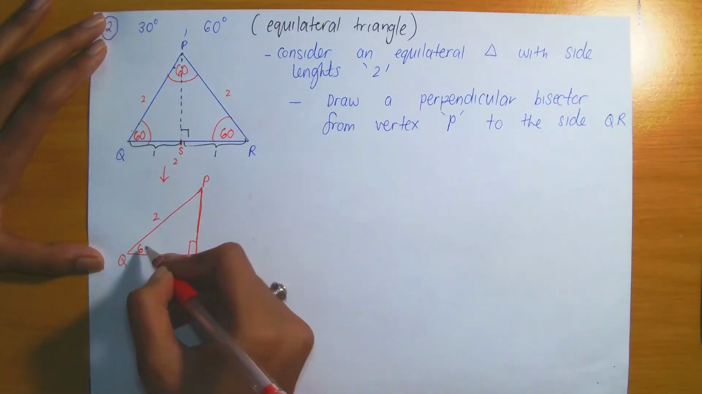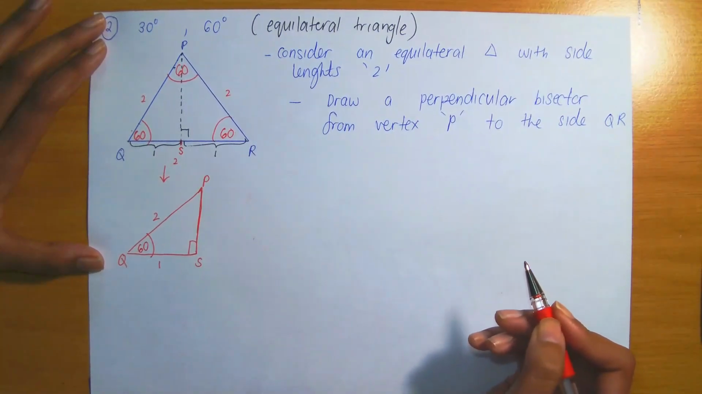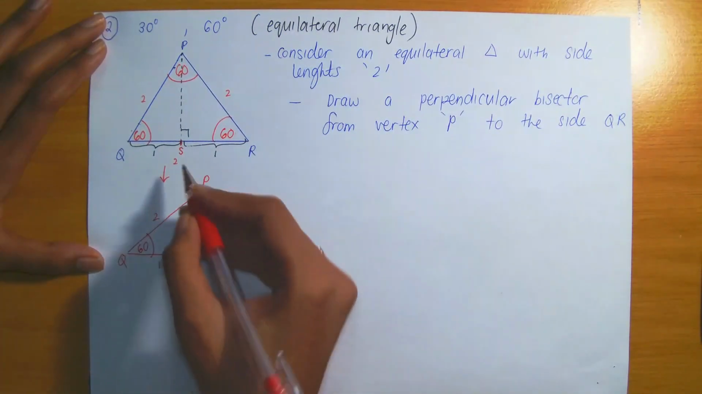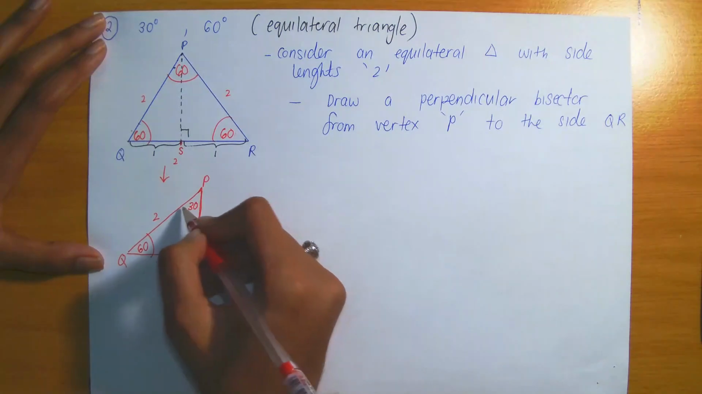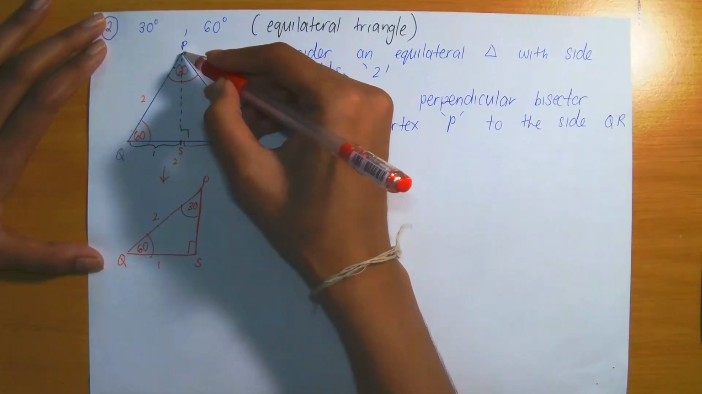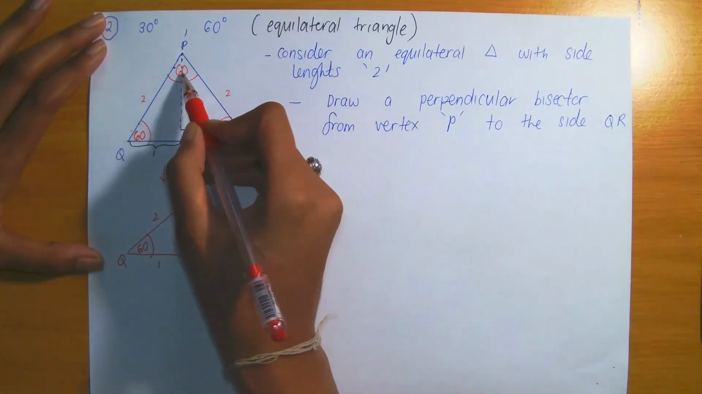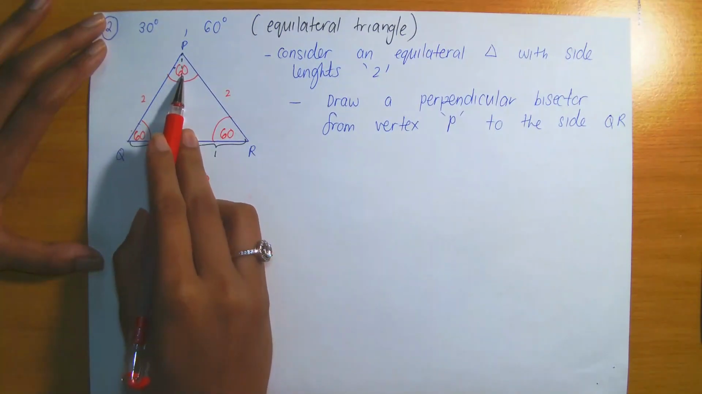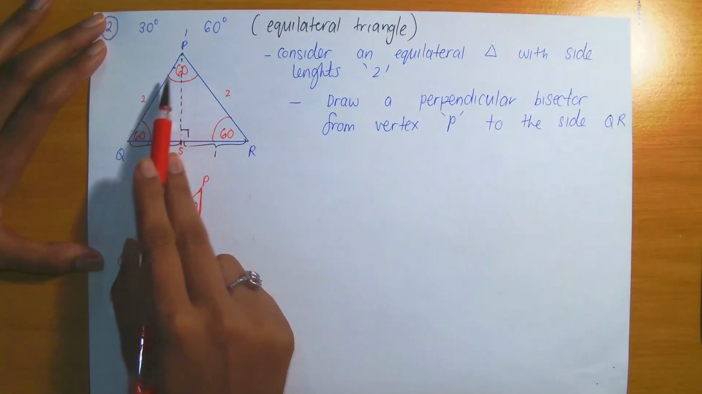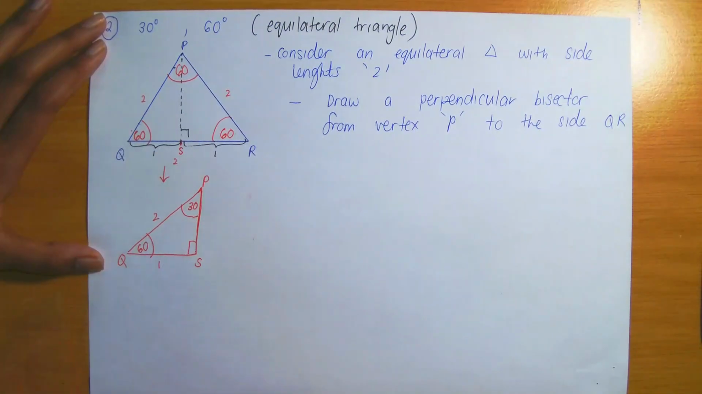We know that angle Q is 60 degrees. This is 90, so therefore this must be 30. Alternatively, since we had a bisector, this would have split into two. This angle would have also split equally into two halves. So the 60 then drops down to a 30 degree angle.